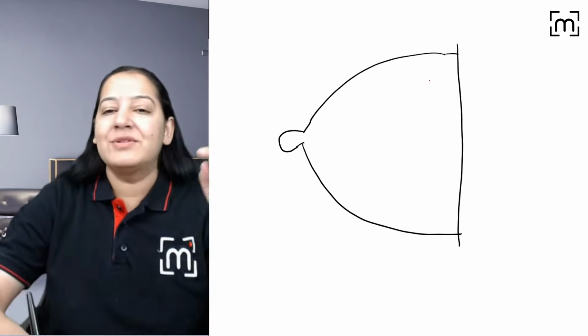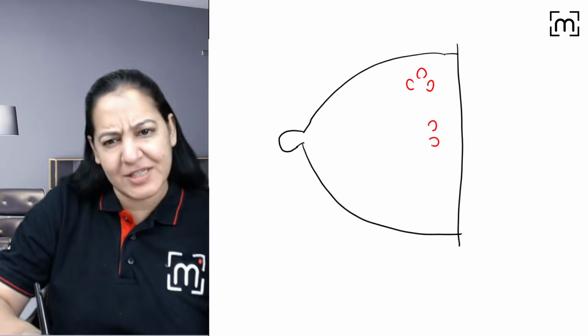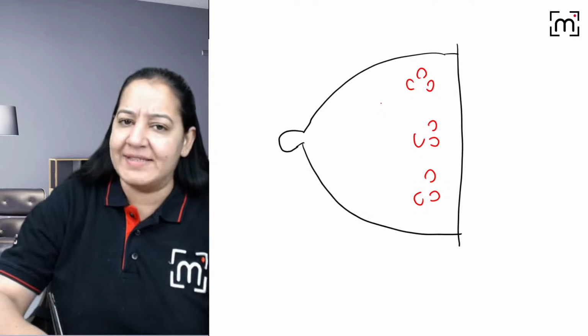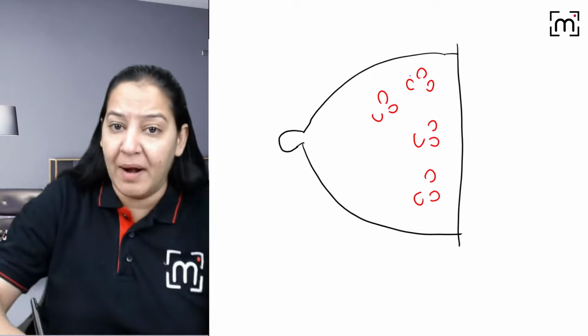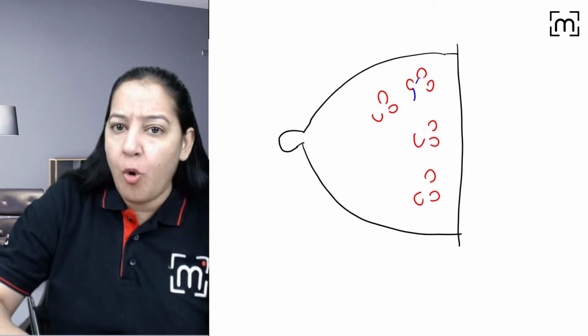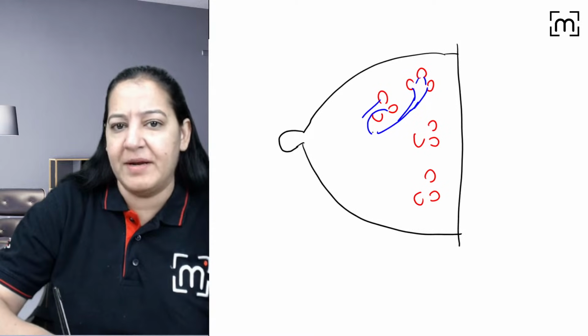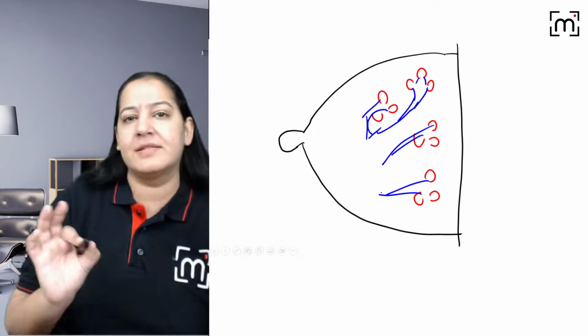Let me draw. So these are multiple acini. Let me draw a few acini just to explain. These are multiple ductules or glands or acini, whatever you call them. Now multiple ductules or acini open in a terminal duct. So this is one terminal duct. This is another terminal duct. I'm drawing a rough diagram. This is another terminal duct.